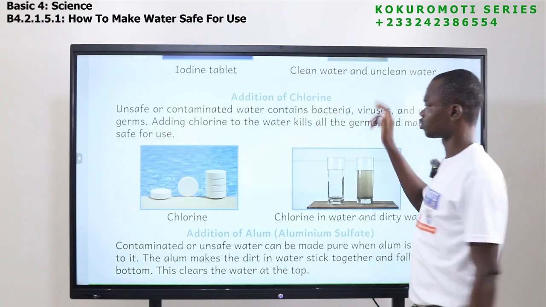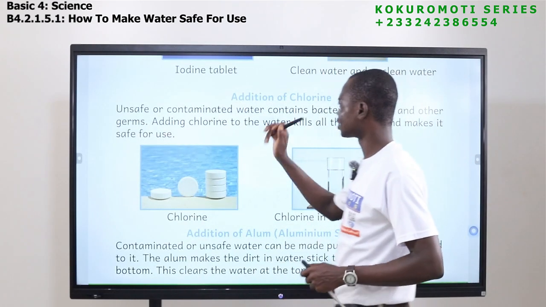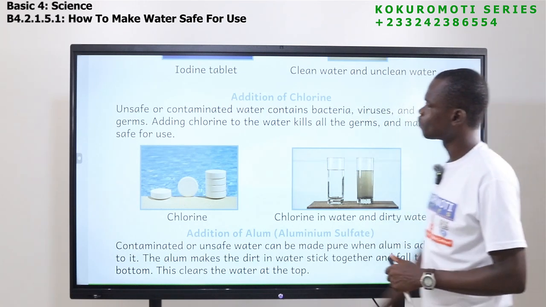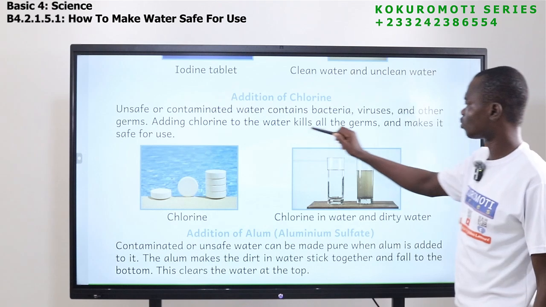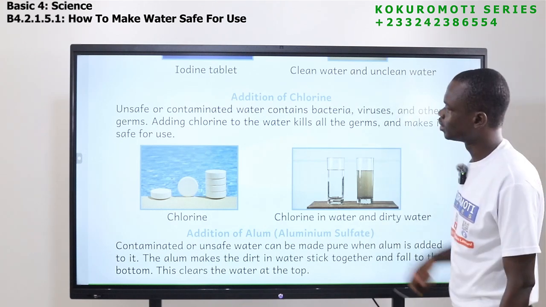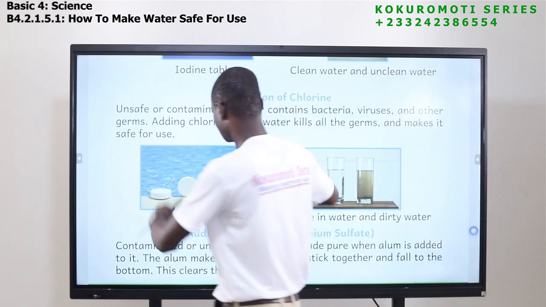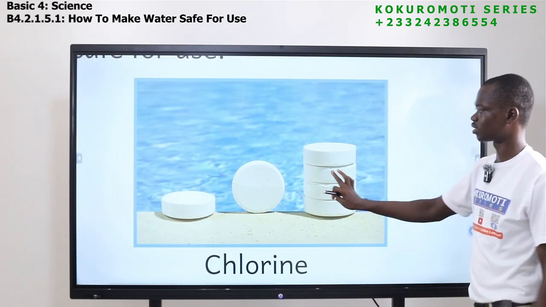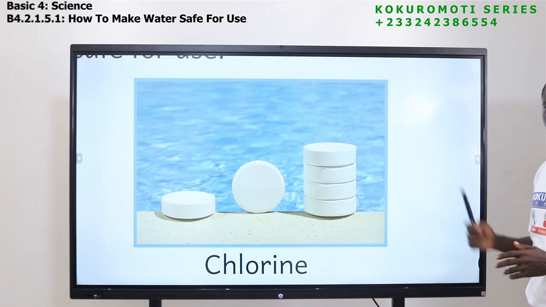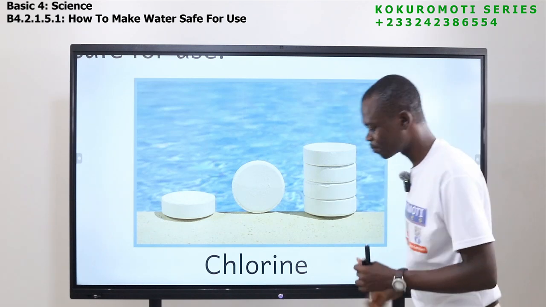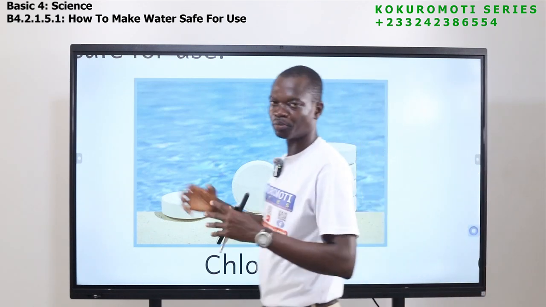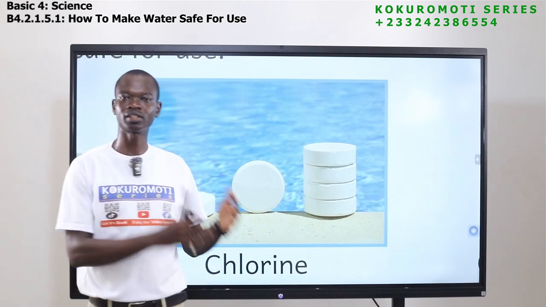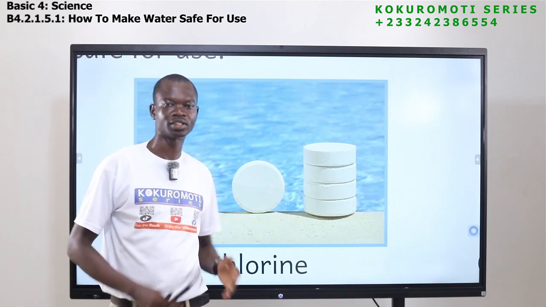The next one is addition of chlorine. Unsafe or contaminated water contains bacteria, viruses, and other germs. Adding chlorine to the water kills all the germs and makes it safe for use. This is a chlorine tablet. We have seen the iodine tablet, and this is the chlorine tablet. This one too is sold. You get this, you put it in your water. The chlorine will purify the water. At the same time, it will kill all germs in the water.